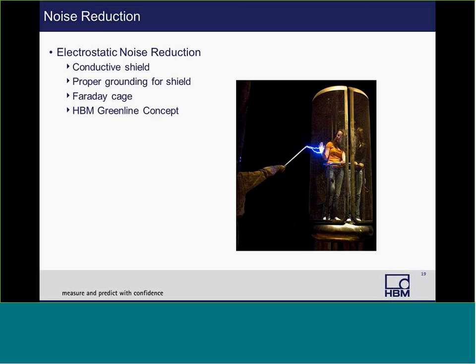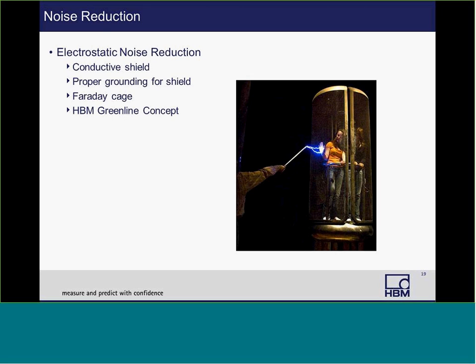So along that, let's talk about how we can reduce electrostatic coupling. The first thing is we want a good conductive shield. And there's typically two types of shield used in transducer cabling. There's braided wire, which has 95% coverage and very low resistance. And then the second type is a foil shield, which gives 100% coverage, but has slightly higher resistance.